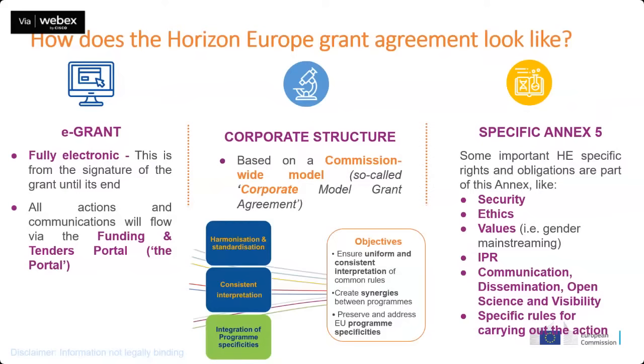Another important novelty is that we have a so-called specific Annex 5. This is an area of your grant agreement where you will find the Horizon Europe specific rights and obligations. These normally come from policy requirements stemming from our program. You will find some security rules, ethics, values, such as having a gender equality plan. Of course, you will have intellectual property rights obligations, some communication and dissemination, but also open science, which is very linked to our grants, and some specific rules for carrying out the action.